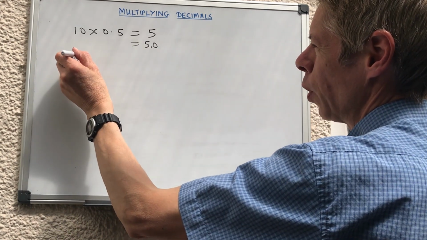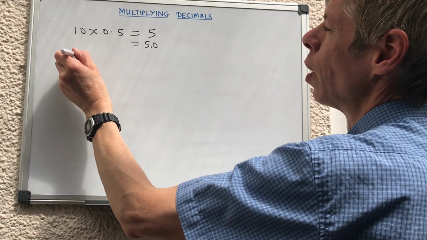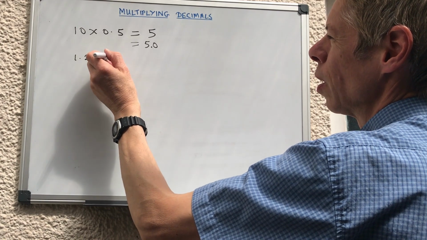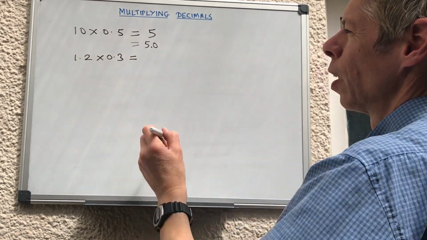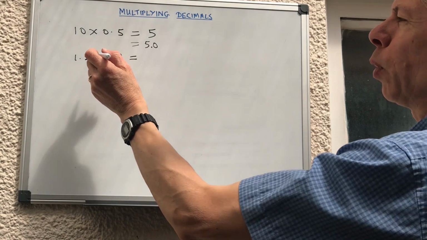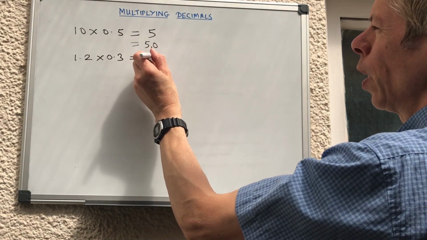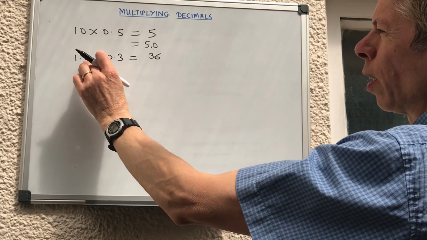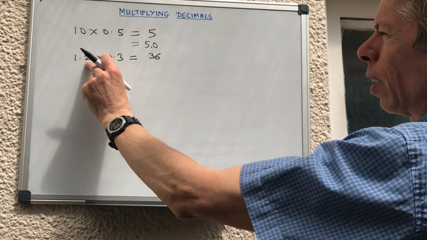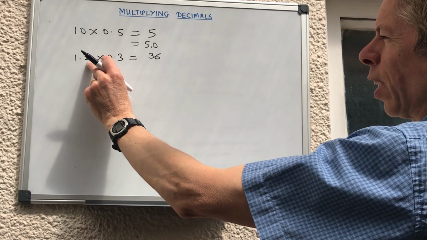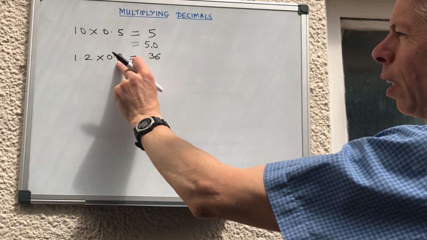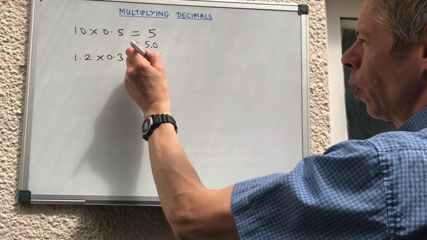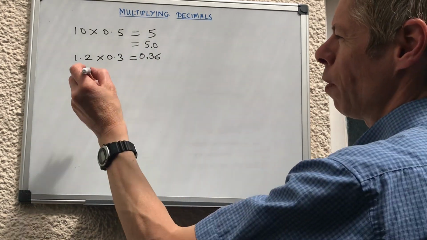Or so, for example, you had 1.2 times 0.3. You could do that as a times table. 12 times 3 is 36. But because there was one decimal place there, that's 12 divided by 10, and that is 3 divided by 10. Our answer is going to be divided by 100. So the answer would be 0.36.